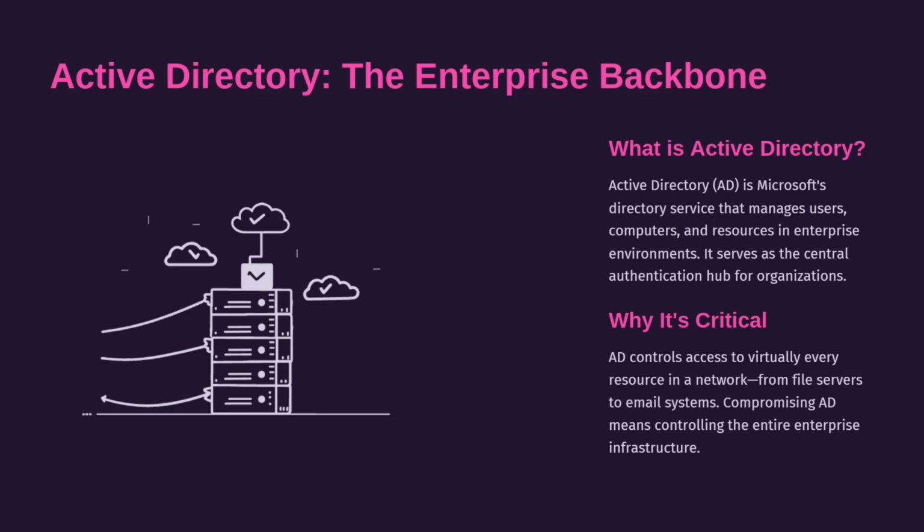Why is it critical? Active Directory controls access to virtually every resource in the network, whether it is files, servers, or the email service system. Compromising AD, meaning Active Directory, means controlling the entire enterprise's infrastructure. Now let's understand with a detailed diagram about Active Directory.